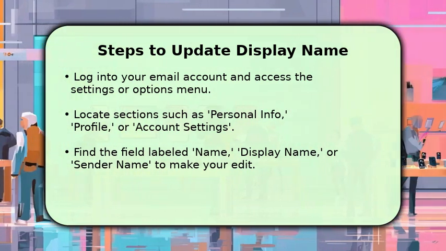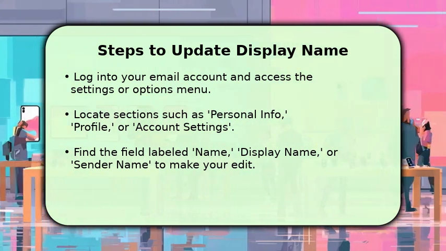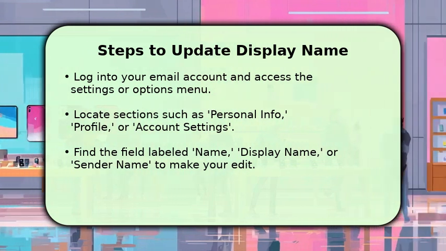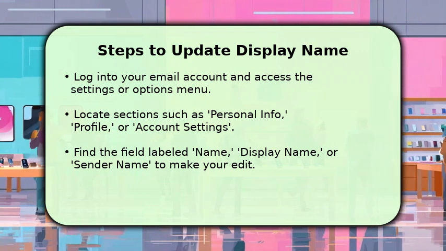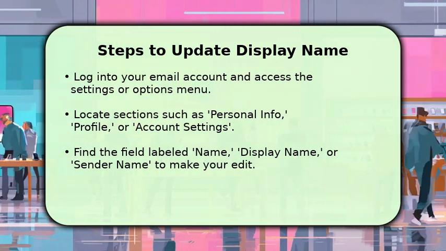Within these, you should find a field labeled Name, Display Name, or Sender Name. Simply type in your preferred new name, ensuring it's professional and clear, and then save your changes. It's a straightforward process across most major email providers.